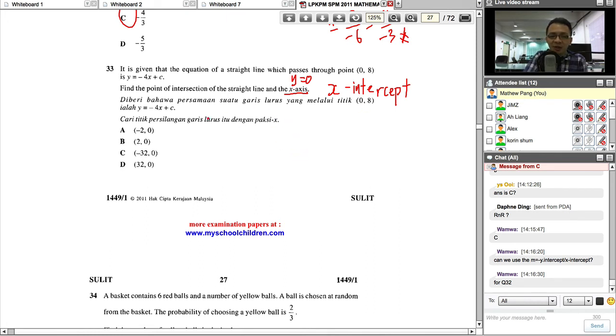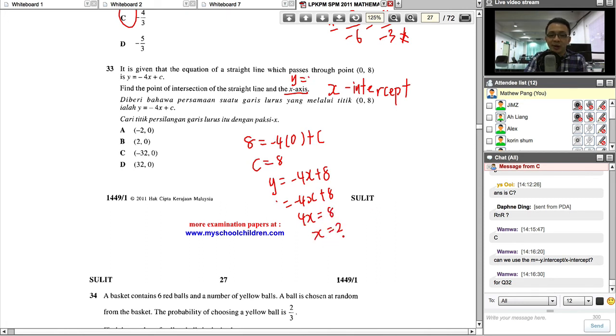Okay, let me solve this one first, then only I reply to your question. So I'm going to solve this one to find c. I got the coordinate 0, 8. I substitute into this equation. So 8 equals negative 4 times 0 plus c. c equals 8. So this equation is y equals negative 4x plus 8. He asks you to find the x-intercept, so y will equal 0. So 0 equals negative 4x plus 8. 4x equals 8, x equals 2. So the point of intercept is y is 0, and x is 2, so it's 2, 0. The answer will be B.